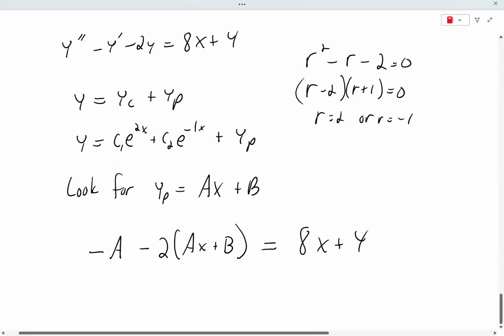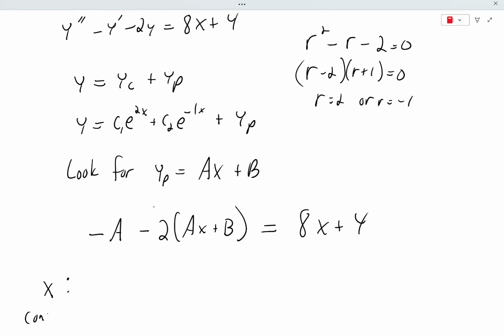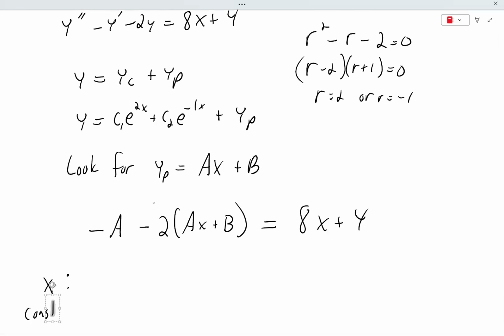So you get that here. And now at this point, you need to compare both sides, the like powers. You could distribute it out if you want. You don't necessarily have to. If you distribute this out, you'll get x's and you get constants. You get these kinds of terms here, right? If you multiply it out, you get x's and you get constants here.